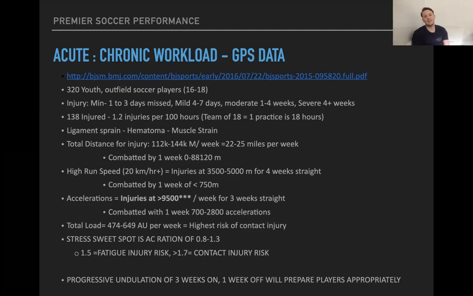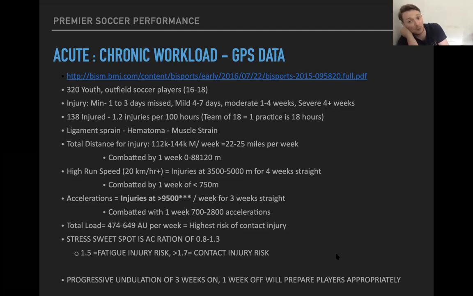So again, AC ratio, that stress sweet spot, 0.8 to 1.3. 1.3 can be technically kind of borderline, but it should be fine for most athletes. Fatigue injury risk increases at 1.5, meaning non-contact injuries, meaning those dreaded ACLs. And then for contact injuries, meaning bruises, things like that, those traumatic injuries, they typically increase at 1.7 for your acute chronic workload ratio. Okay, so a lot of good information here in this study.